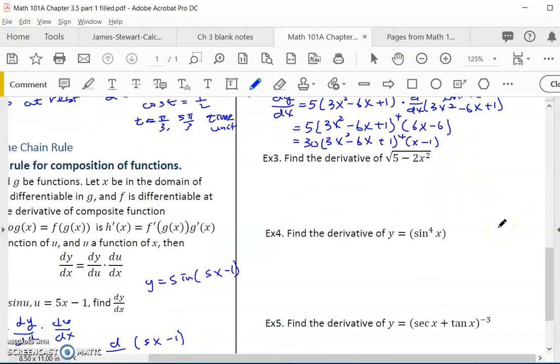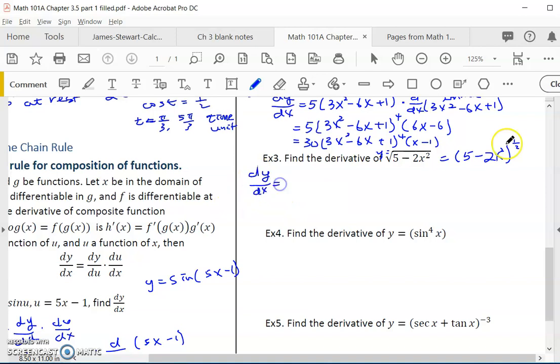The next example: we want to do a derivative of y equals the square root of 5 minus 2x squared. Remember we say, if I have a square root of something, I really don't know how to do the derivative, because we only know how to do the square root of x. So we will rewrite it as a power, because we want to apply the general power rule. The inside is 5 minus 2x squared. Square root means to the power 1/2. So we can perfectly apply the general power rule.